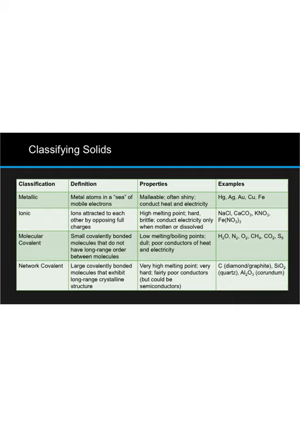Network covalent solids are covalently bound molecules that have very high melting points in contrast with molecular covalent solids. They're very hard, but they're poor conductors because, again, they don't consist of cations and anions as a general rule. Things like diamond and quartz and corundum are all examples of network covalent solids, things that we've previously defined in this class.